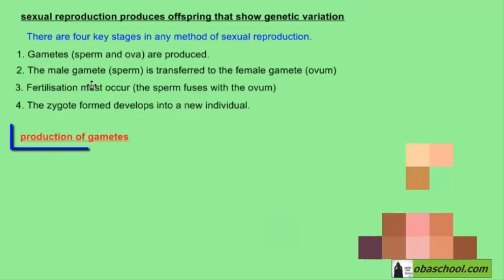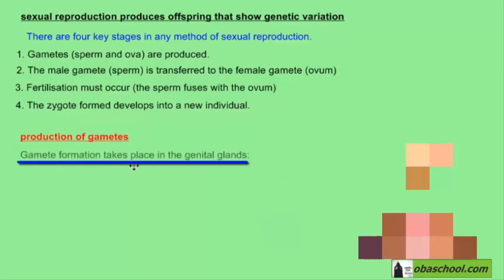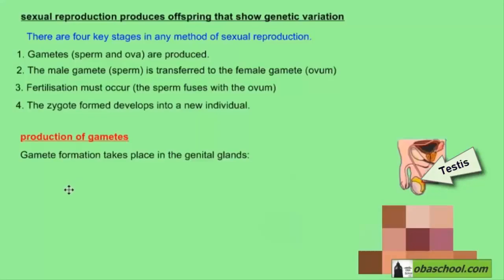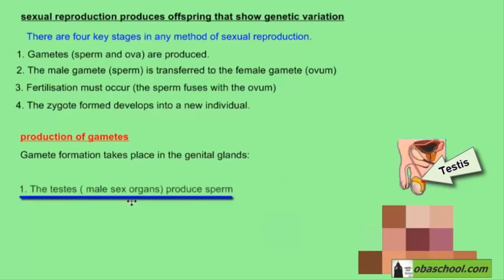So first of all, we will talk about the production of gametes. Gamete formation takes place in the genital glands, which are different between male and female. In the male reproductive system, the genital gland is the testis, and it produces the male gamete, which is the sperm. So the testes, the plural of testis, which are the male sex organs, produce the sperm. And this is what a sperm cell looks like. The testes produce millions and millions of sperm cells. So this is in the male.